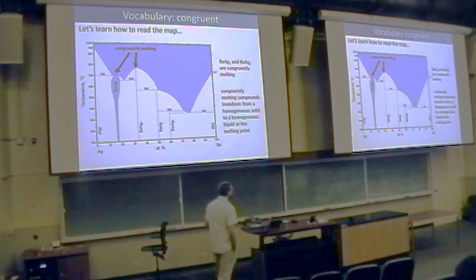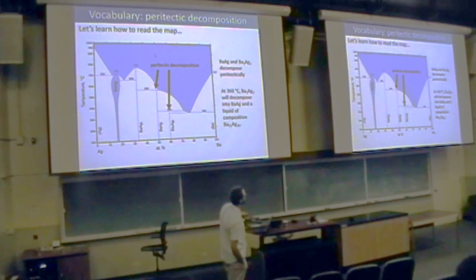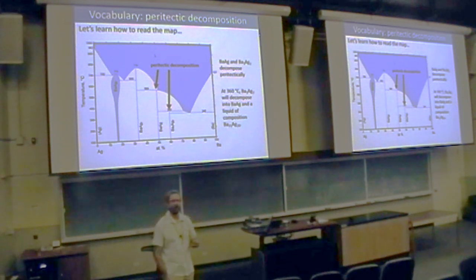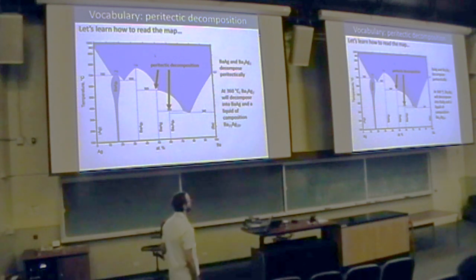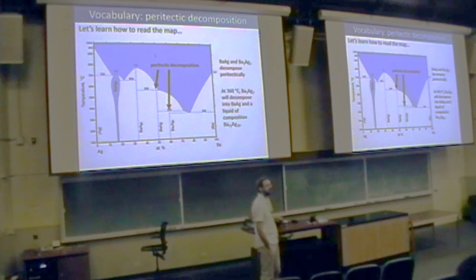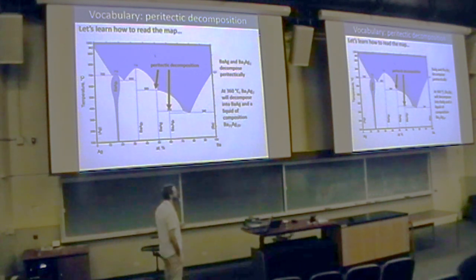Now, not every compound is like this. The other 2 compounds in this example, barium silver and barium 3 silver 2, don't melt, they decompose. What happens is that barium silver decomposes at 560 degrees here into another solid and a liquid. So many compounds actually don't melt, but they decompose when you warm them up.